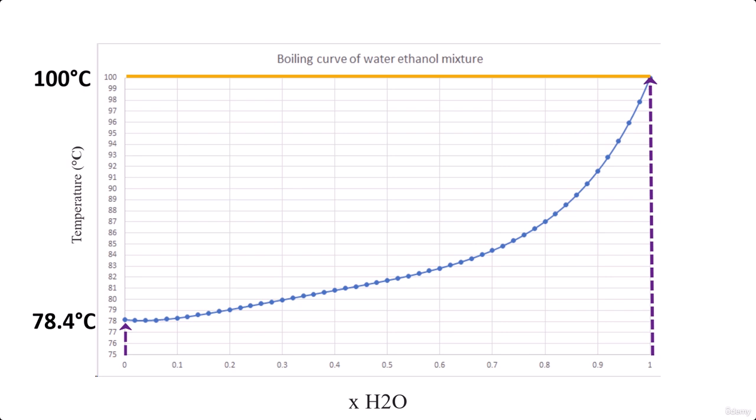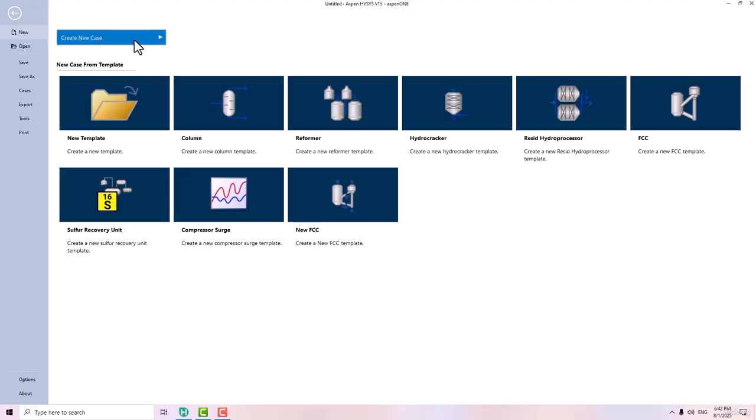behave at different temperatures. In this lesson, we'll set up a water-ethanol system in HYSYS, use the case study tool to calculate boiling points at different compositions, plot the results as a TXY curve, and briefly interpret the results. So let's go ahead and get started.